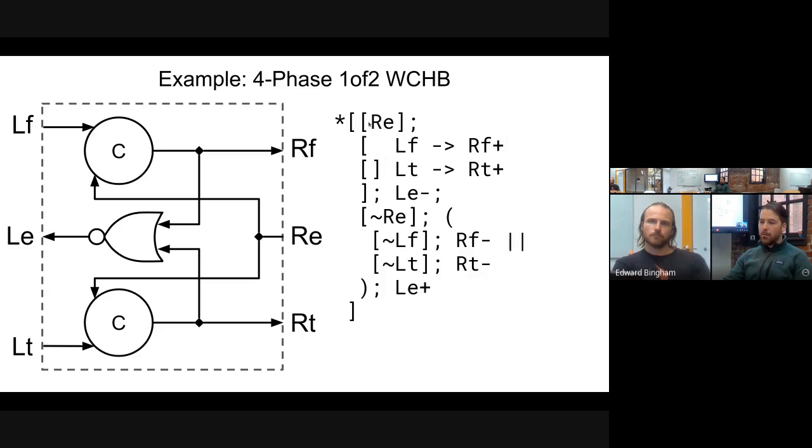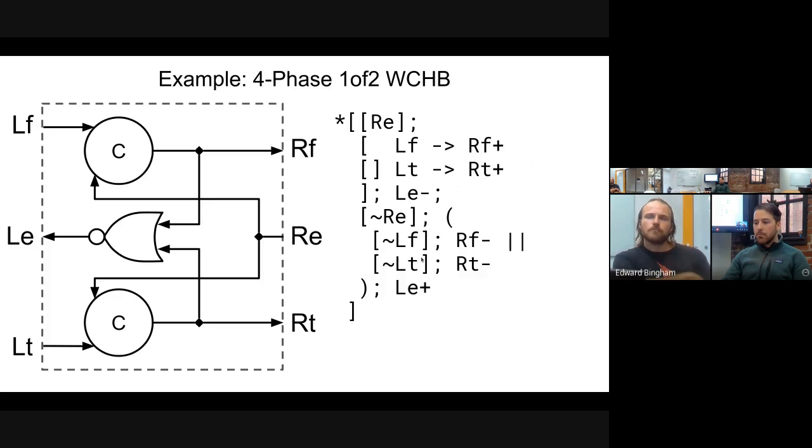We wait for RE, and then if LF is high, we raise RF. If LT is high, we raise RT. If neither are high, we wait for one to go high. After that's done, we lower the input enable, and then we go into the reset phase of our handshake. Now, in the reset phase, only one of the output requests is currently high. And so we wait for our output enable to go low.